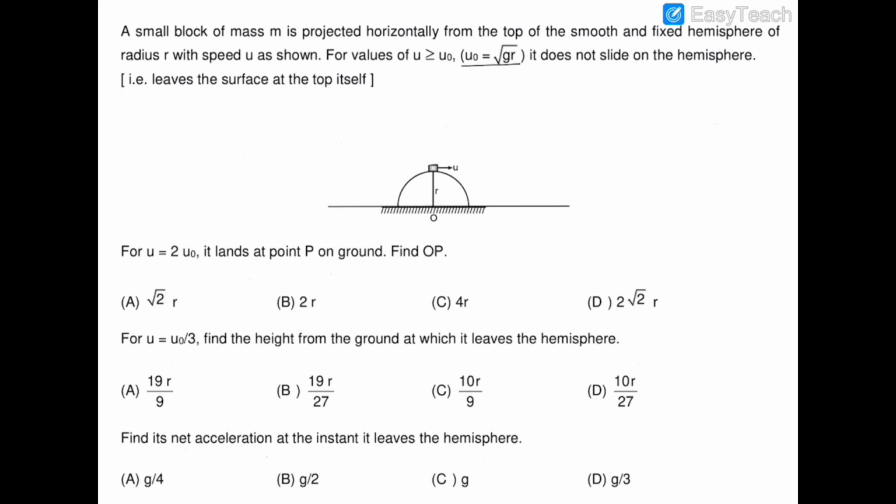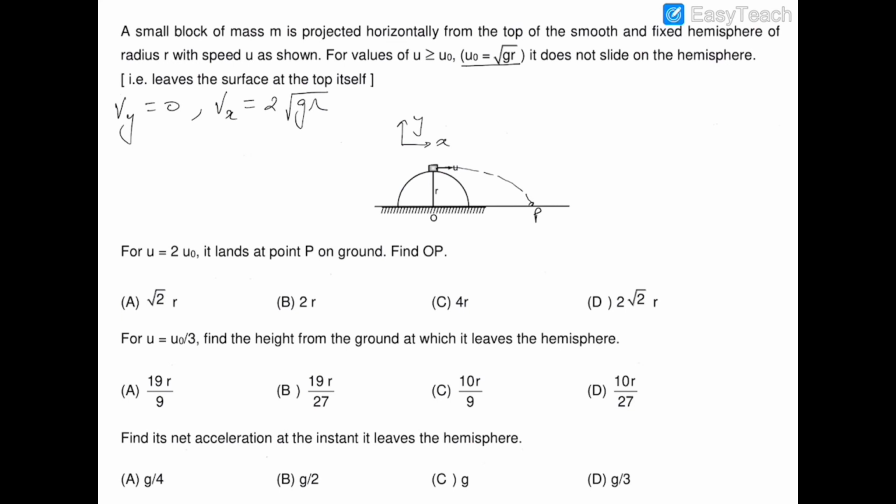So let's suppose this block lands somewhere like that. This is the point P. So this is a simple case of projectile motion, and as we can see, if this is the x-axis and this is the y-axis, the initial velocity in the y-axis is 0 and the initial velocity in the x-axis is 2u0, which is 2 under root gr.